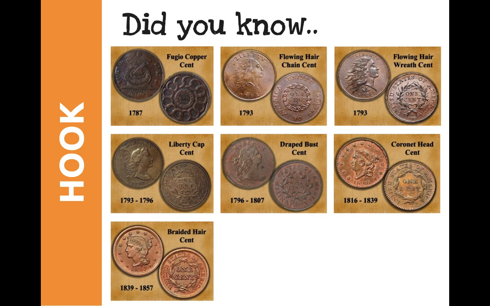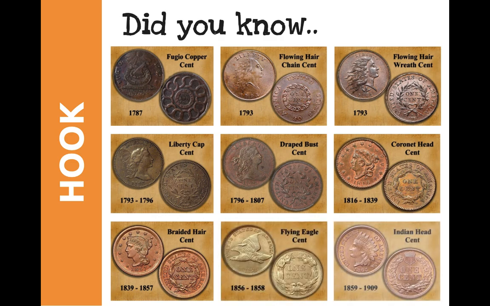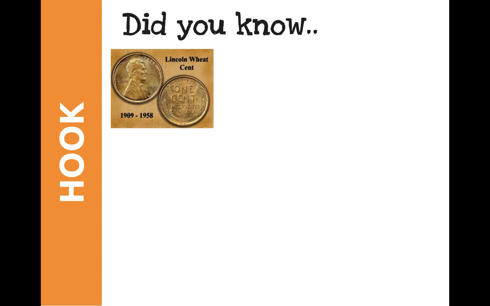Look at the years on there too. The braided hair cent, the flying eagle cent. These are still in the 1800s. Indian head cent, that came into the 1900s. Then from 1909 to 1958, Lincoln was on the penny, Abraham Lincoln. He was the president during the Civil War in the 1800s. And on the tails, you see the wheat piece of it. How many of you have seen that wheat penny before?